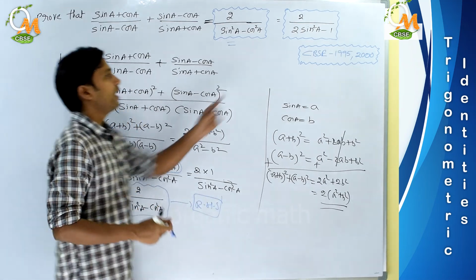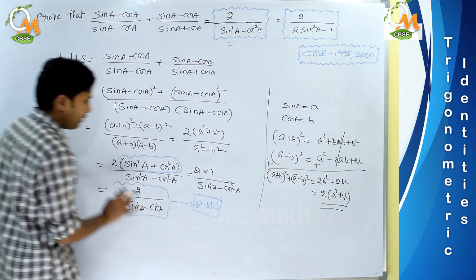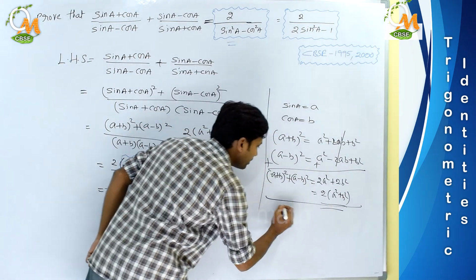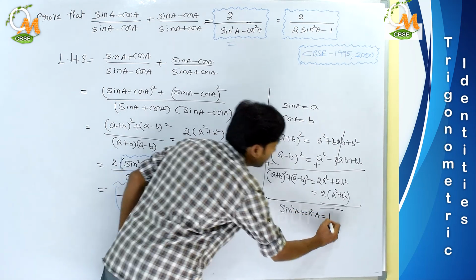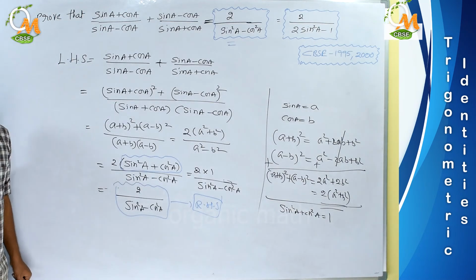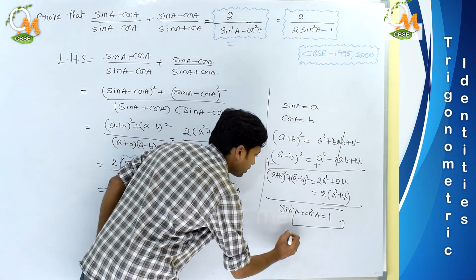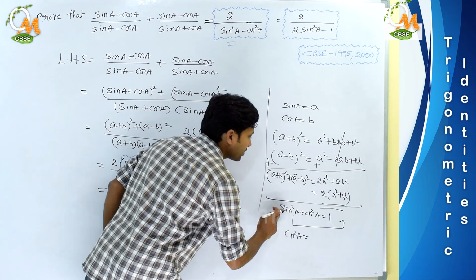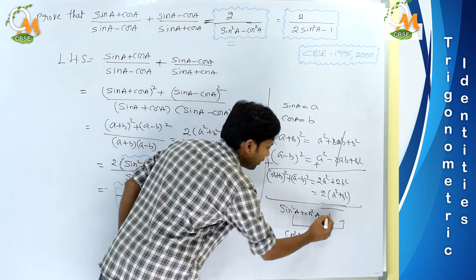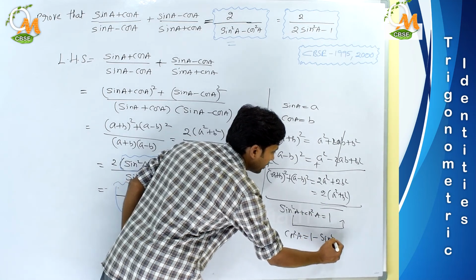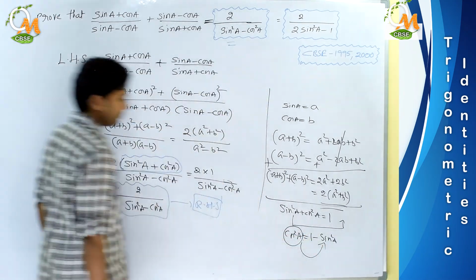But we need to show another one also. So let us see what we have to do. Here I want to write our standard identity, sin²A plus cos²A equals 1. Now if you send sin²A to the other side of the equation, cos²A remains here, and sin²A, because we send it to the other side, the sign will change from plus to minus. So 1 minus sin²A. So cos²A can be replaced by 1 minus sin²A.